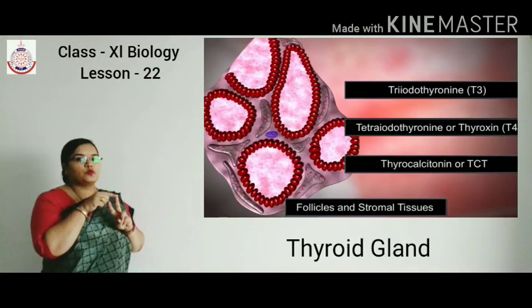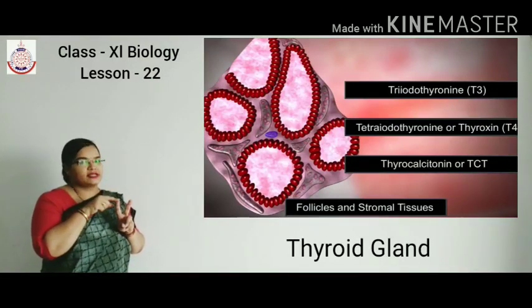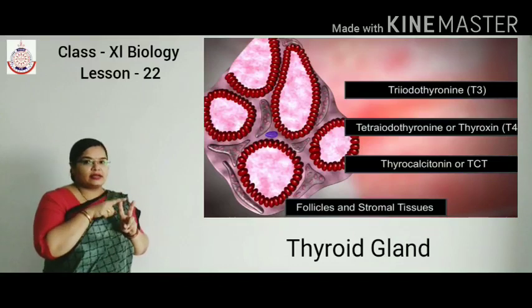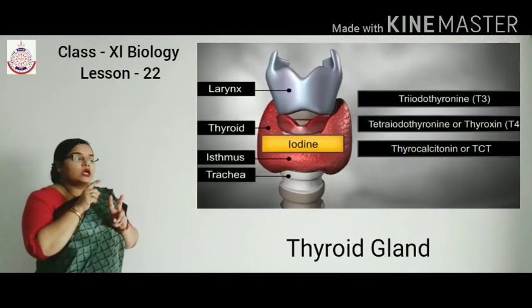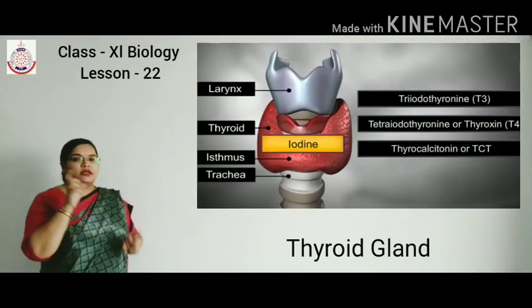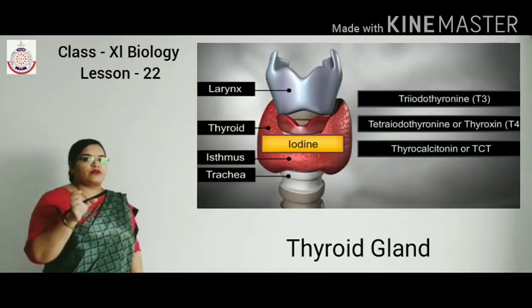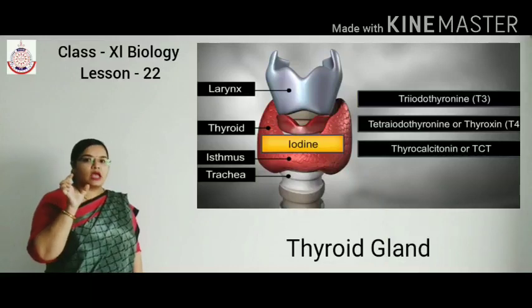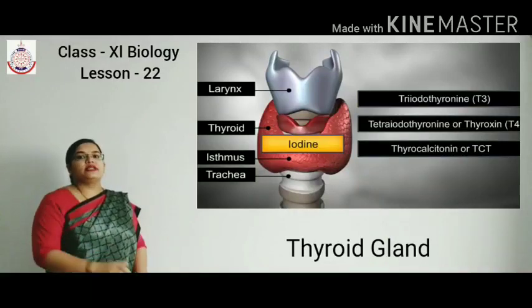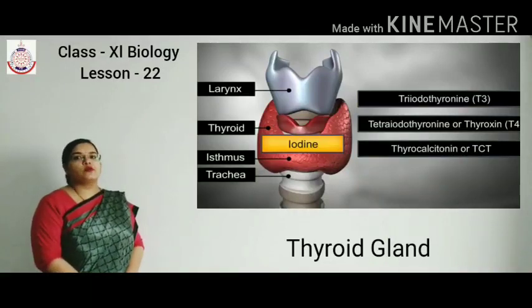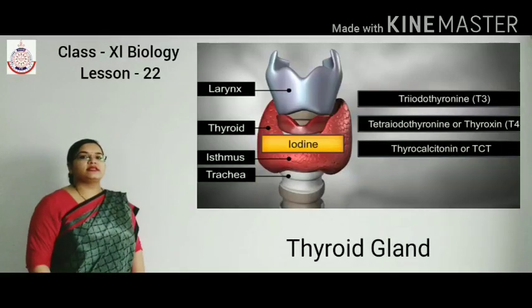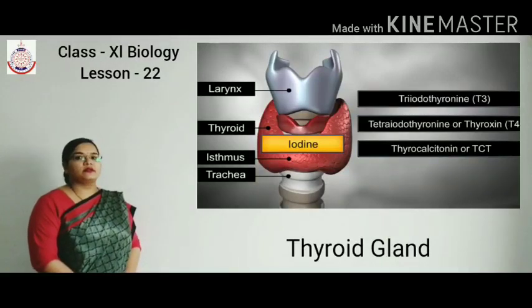These are the two most important hormones synthesized by the thyroid gland. Now, in both the names, triiodothyronine and tetraiodothyronine, the word iodo is present. Iodo is from iodine. So, iodine is essential for the normal rate of hormone synthesis in the thyroid gland.